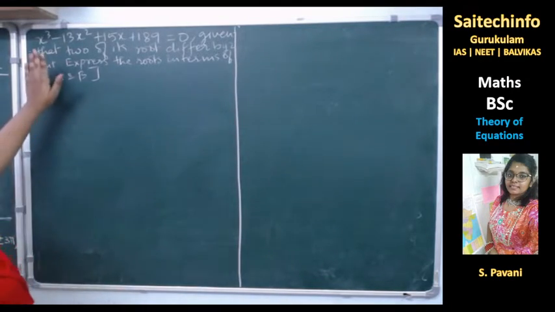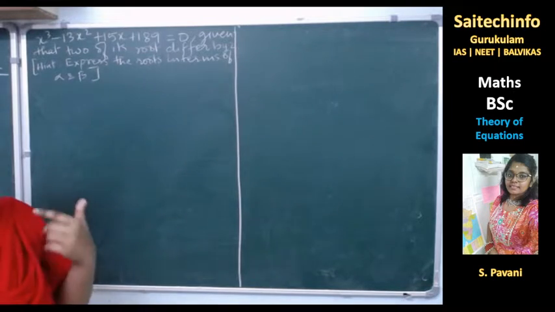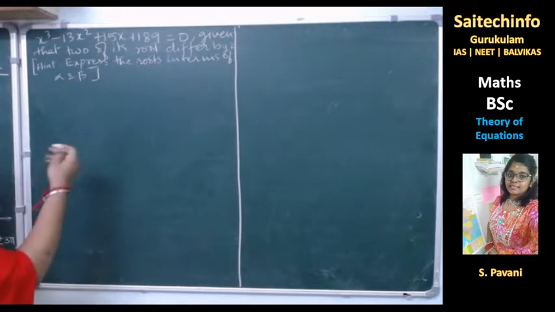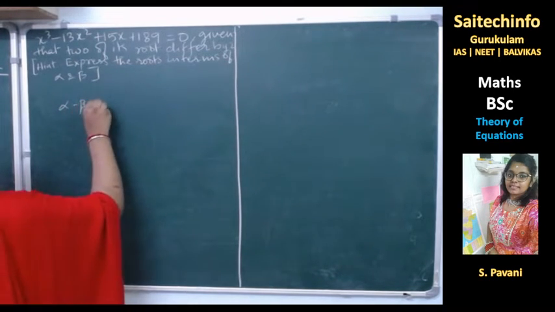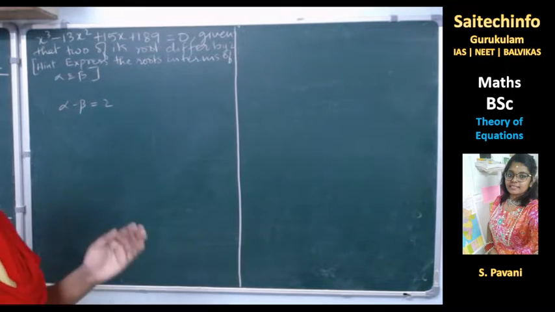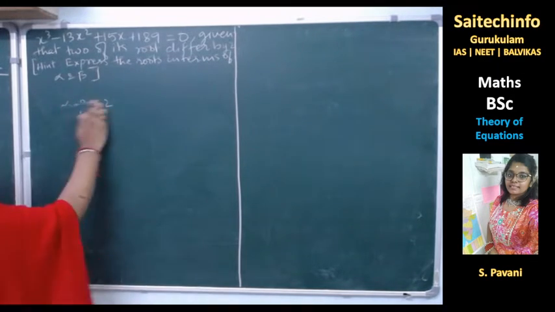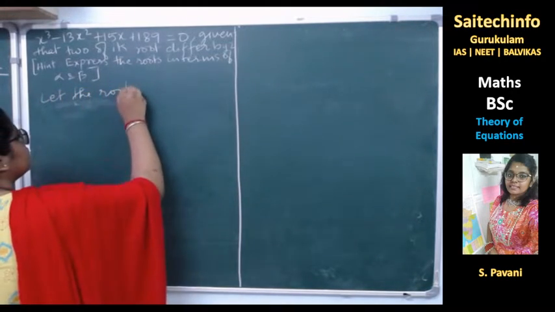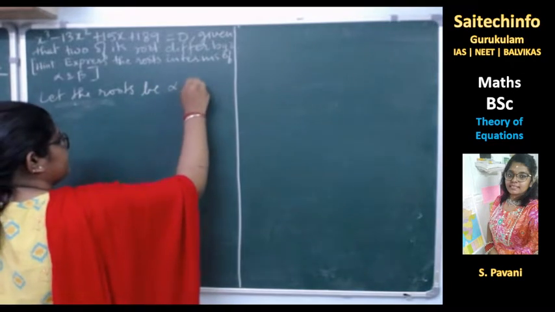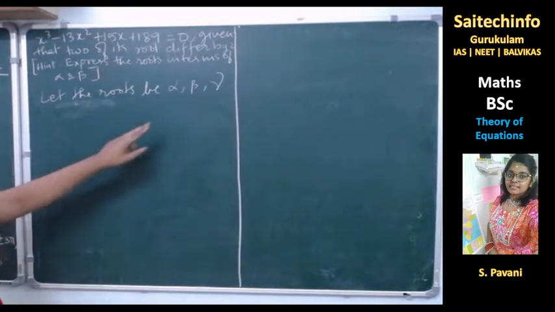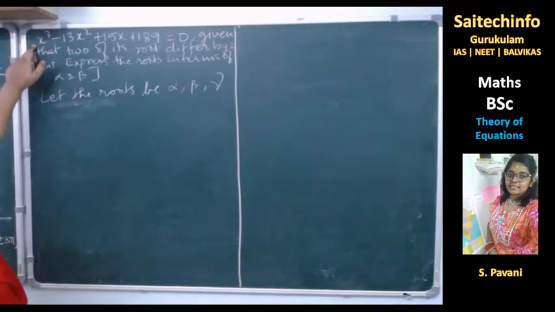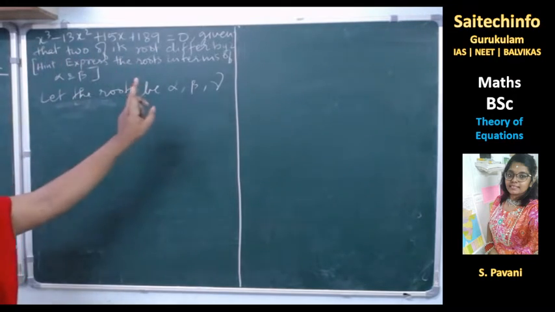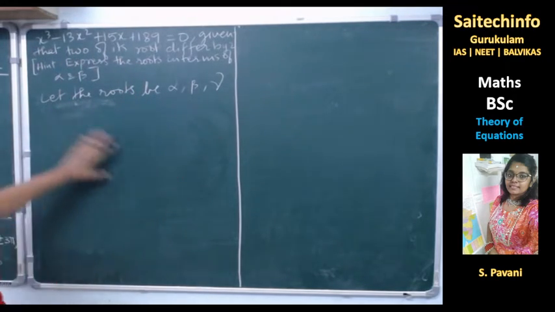So we have to solve this equation, and solving means we have to find the roots of the equation. And they have given the hint that alpha minus beta is equal to 2. That is not only alpha minus beta, any two of the roots differ by 2. Let the roots be alpha, beta, gamma. Why am I taking 3 roots here? Because the highest power given in the equation is 3. So x cube is the highest degree of the equation, so 3 roots will be there for this equation.